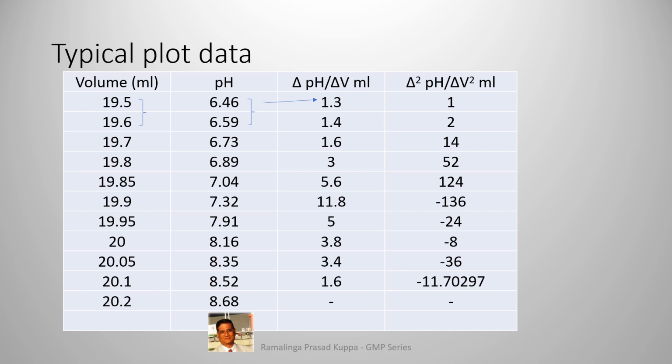In another type of graph, a second derivative graph, the difference of delta pH and delta volume is plotted. Delta pH is difference between 1.3 and 1.4, which is 0.1, and delta volume is difference between 19.5 and 19.6, which is 0.1. So 0.1 of delta pH and 0.1 of delta V, 0.1 divided by 0.1, becomes 1. You can see this graph also in the next slide.